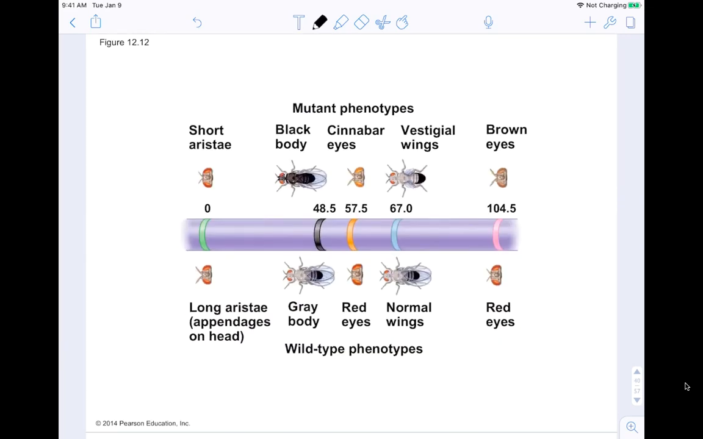Okay, so we know that we've got these particular traits that we've looked at before, but then he added in some other mutant phenotypes, which you can see here. And based on the frequencies of recombination, the calculations that were done there, we're able to say that these are the two extremes of our mutant phenotypes.